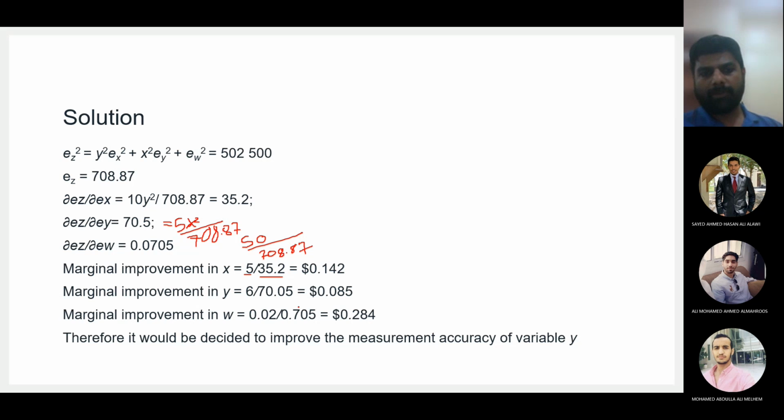$0.142. And 6 is the improvement cost for y, and y is causing 70.05 error in the equation. So 6 divided by 70.05 means that for improving every unit of error, I will have to spend $0.085 on y. And same thing for w as well.